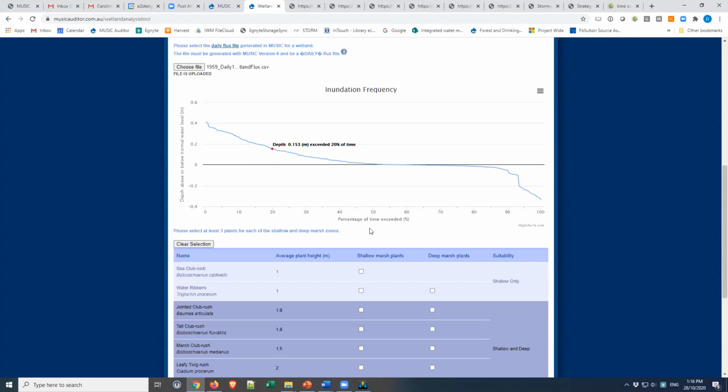The second thing we look for is the 50th percentile, and we look to see whether the wetland is able to get itself back to normal water level or close to it for at least 50% of the time. This one's pretty good. It's pretty much there.